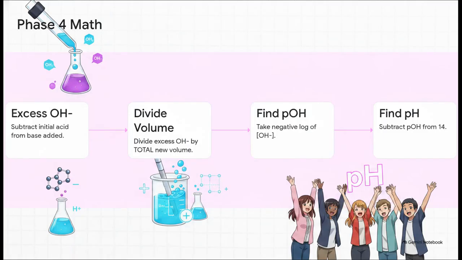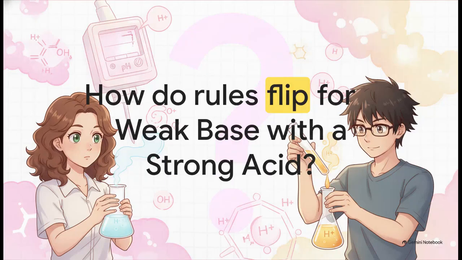So the math here is honestly pretty relaxed. First, subtract the initial moles of acid from the total moles of base added to find your excess strong base. Next, and you can't forget this part, divide that excess hydroxide by the total combined volume of the solution. Remember, you've added a ton of liquid from the burette by now. Then take the negative log for the pOH, subtract from 14, and there is your final highly basic pH. And just like that, we've successfully mapped all 4 phases. You've officially mastered Dr. Chem's cinematic lecture on weak acid stoichiometry.